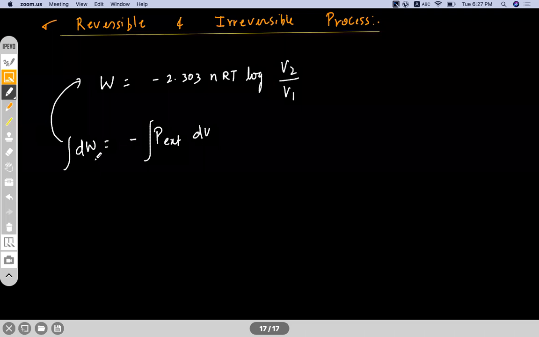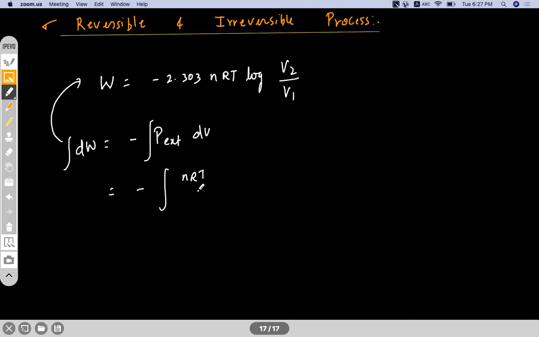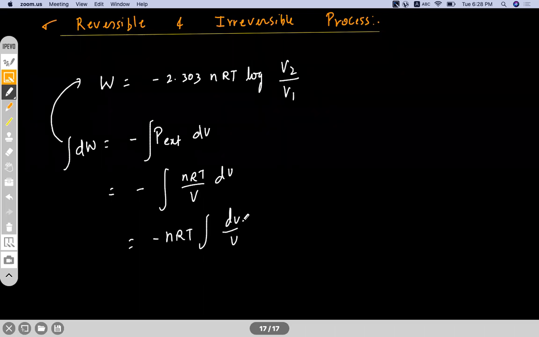If you remember, we write work done as minus P external into dV. And then we substitute this P external as nRT by V, dV, and then we integrate it. Minus nRT outside, dV by V, will integrate it and we'll get the expression. This is the derivation of the work done expression we have in reversible process. So why did you not take this P external out? We have just taken this P external inside the integral sign.